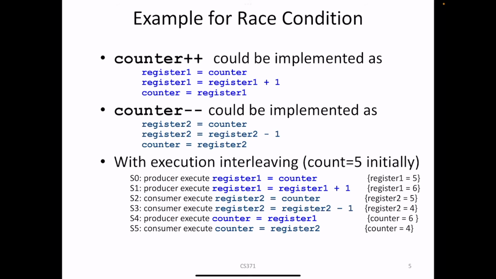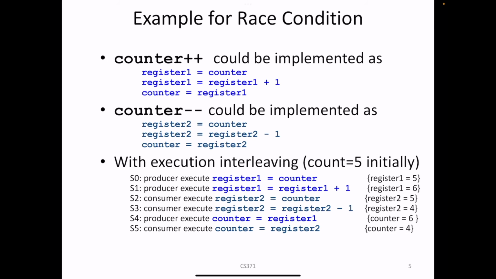The consumer process is put onto the CPU. Then decrease the counter. For S2, put the value of counter into register 2. Since the counter has not been updated by the producer yet, the value of counter is still 5 now. Therefore, 5 will be stored into register 2. Then S3, decrease register 2 by 1. Then register 2 is equal to 4. Then an interruption happens again.